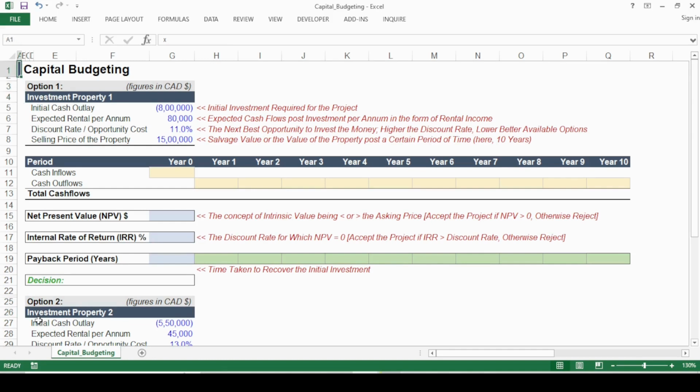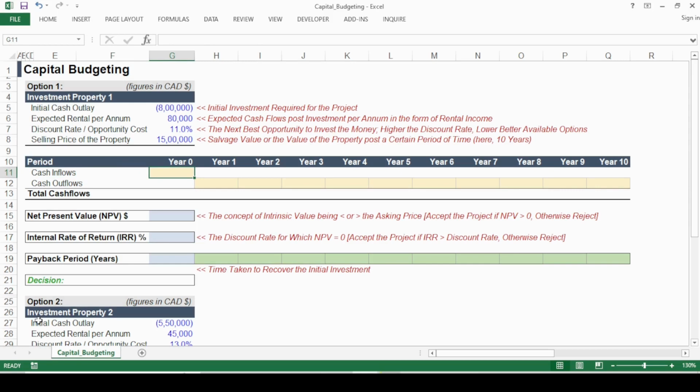First of all, we require certain inputs, that is the initial cash outlay, which for the first project is $800,000. Secondly, we also require the expected cash flows, and in this case the expected cash inflows are in the form of the rental that the investment property is going to generate. Then third is the discount rate or the opportunity cost. So this is nothing but the next best alternative to the investment that we're trying to make. And finally, we have the selling price of the property. So the company is planning to make an exit after 10 years.